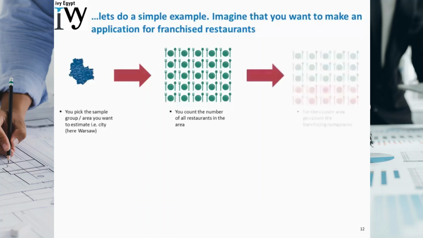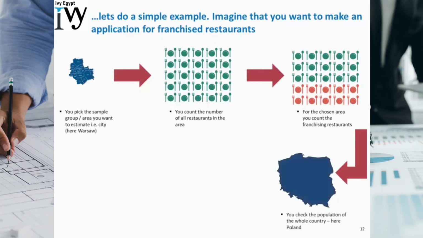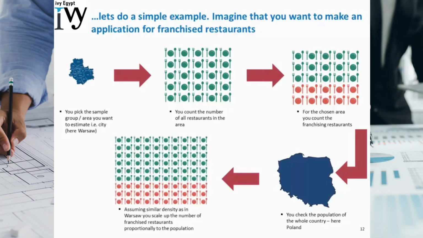Once you have it, try to estimate the percentage of franchise restaurants in the sample, and once you have done that, you can go to scaling up using the population of Poland, and this is how you get the estimated number of franchise restaurants.